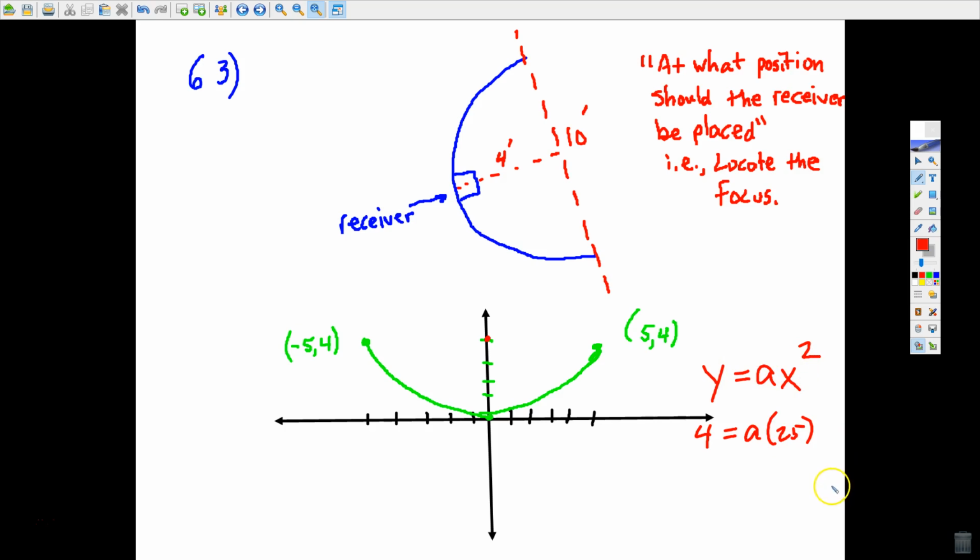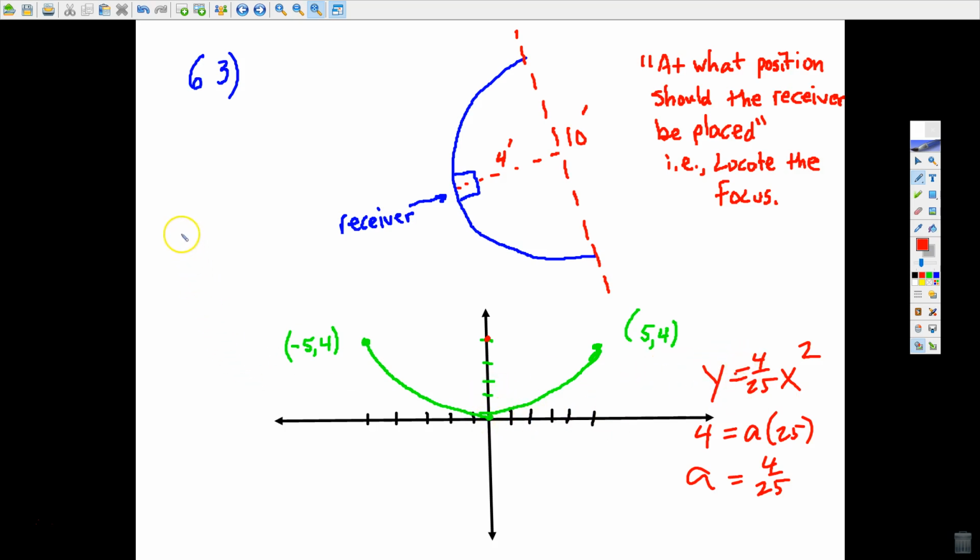So what's A? A should be 4/25, right? Okay, so the basic equation that represents this parabola is y equals 4/25 x squared. Well, that's great, but it still doesn't answer the question. I need to tell what the focus is.